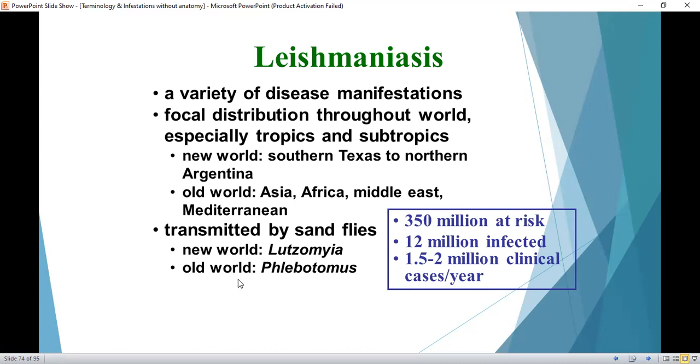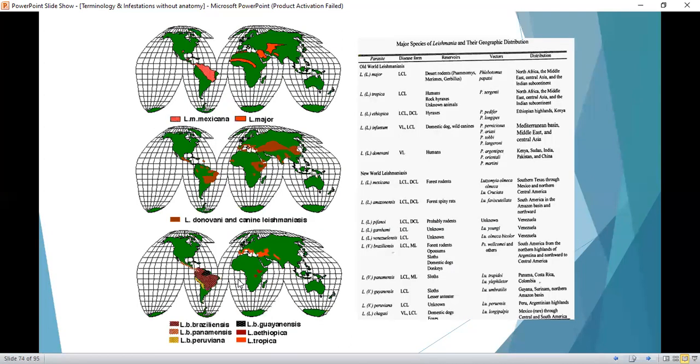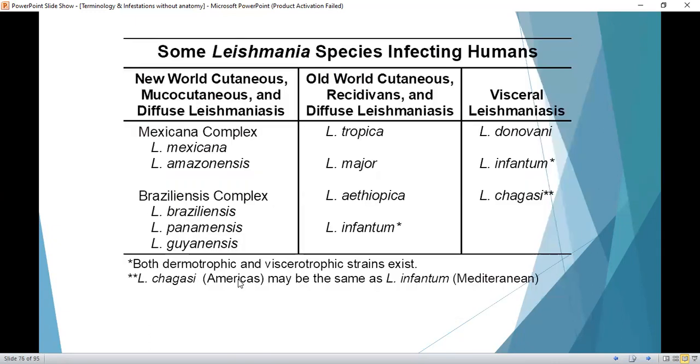This is leishmaniasis. It's a different variety of infestation, with focal distribution present all over the world. New World lesions are present in South America. Old World are present in Asia, Africa, and the Middle East. It is transmitted by sandflies: Lutzomyia in the New World, and Phlebotomus in the Old World. This is just a picture to show which type of leishmania variety is present in which country. You can see that by looking at the colors.